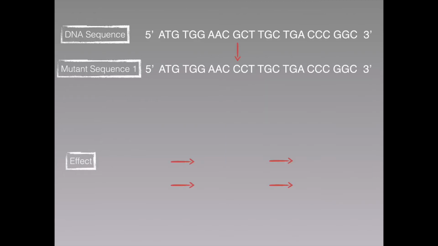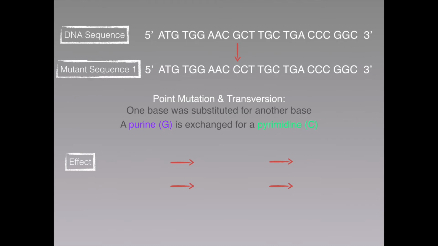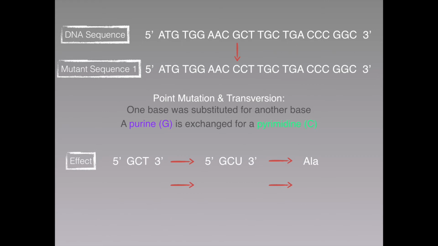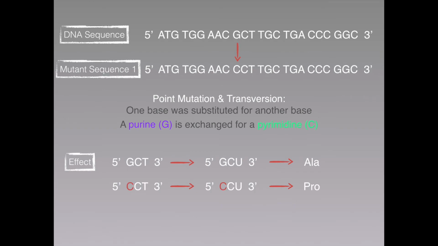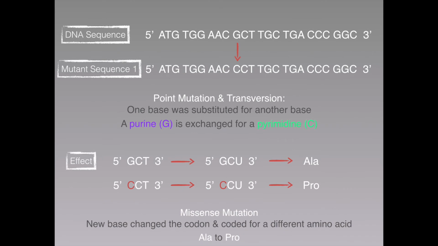Here, a mutation of G to C occurs in the DNA sequence. This is a point mutation as only one base was changed, and it also happens to be a transversion mutation as the purine base G was exchanged for the pyrimidine base C. The result is that the original codon GCT would have changed to GCU and then coded for the amino acid alanine. The mutation codon of CCT becomes CCU and then codes to proline. This effect is missense as the codon was changed and coded for a different amino acid, in this case alanine to proline.